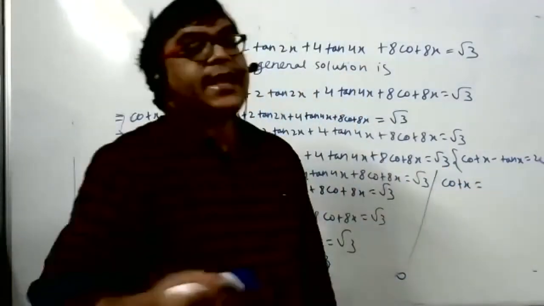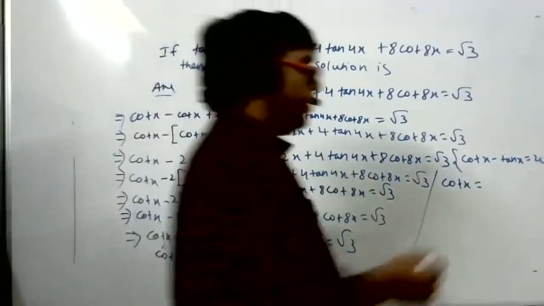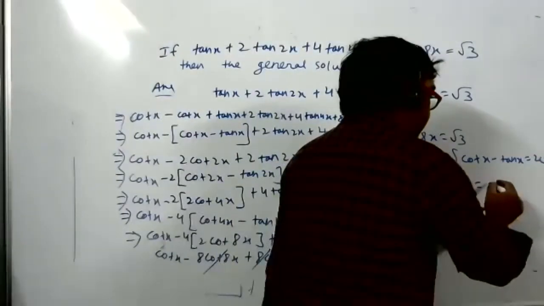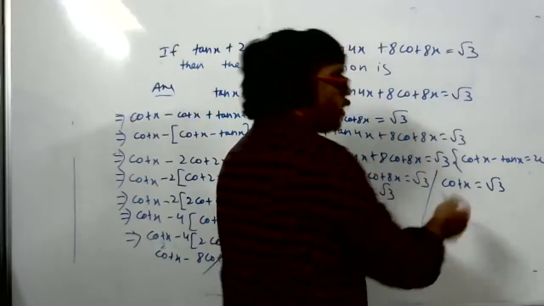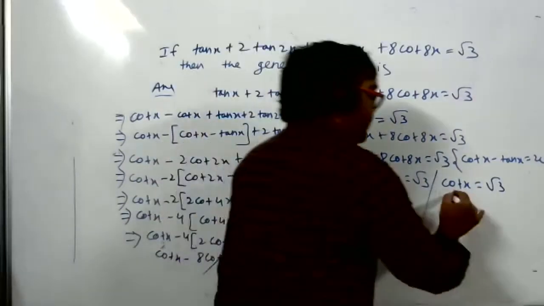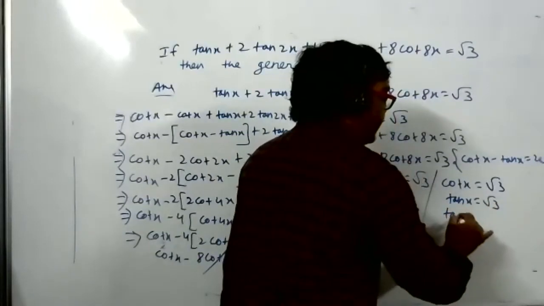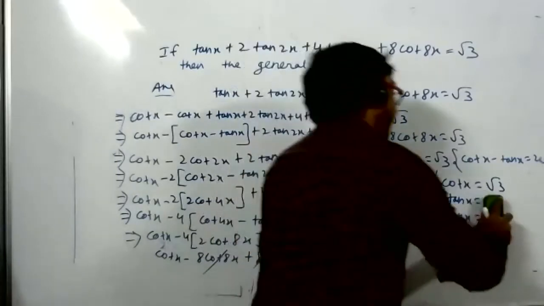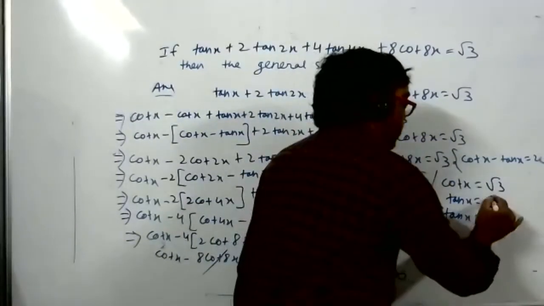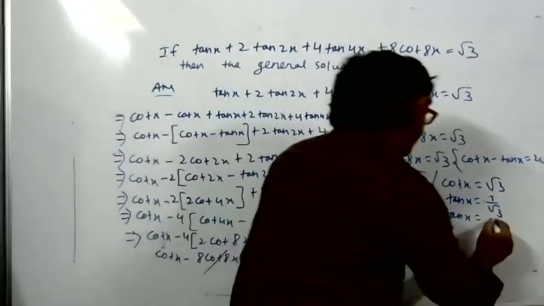But cot of which angle is root 3, student? Pi by 6. Or we can convert this into tan if you are not so confident. Because cot means we will convert into tan. So tan x is equal to 1 by root 3. Yes, sir. Very good. I was wrong. So tan x is equal to 1 by root 3 means x is pi by 6.